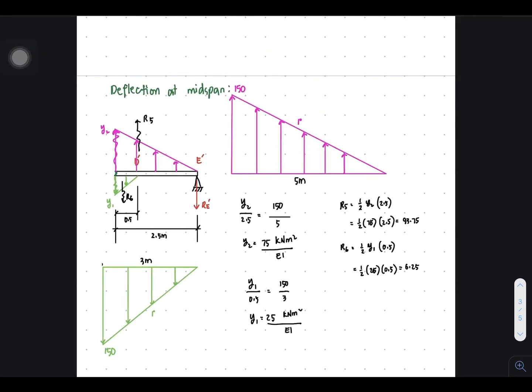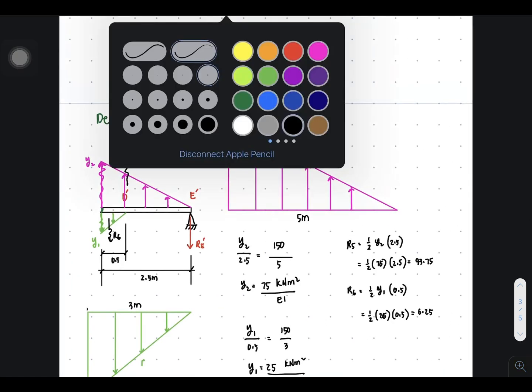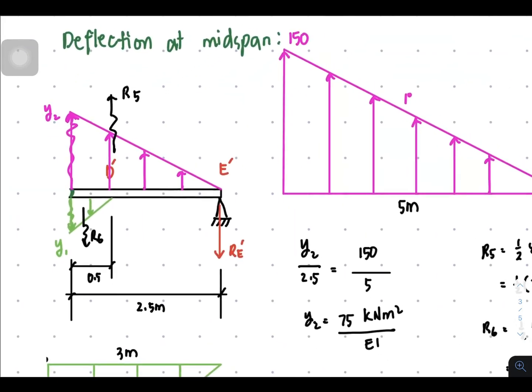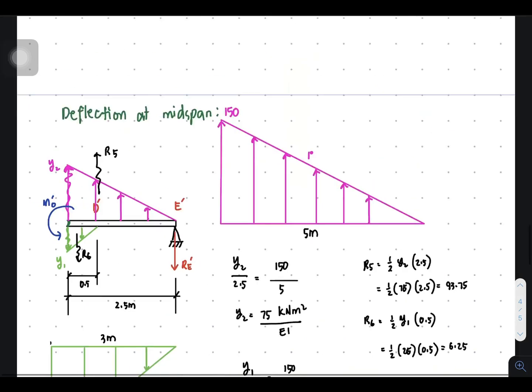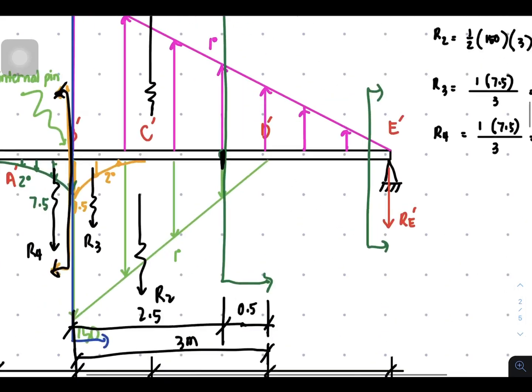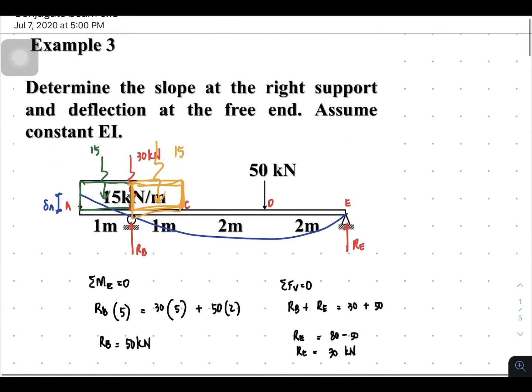Okay, so since we're asked to solve for the deflection at the midspan, then deflection for the actual beam is equal to the moment in the conjugate beam. So I'll just place here a counterclockwise M prime, or MO prime. I'll call this point here as point O prime, and then here, in this deflection at the middle, I'll call this point as O.